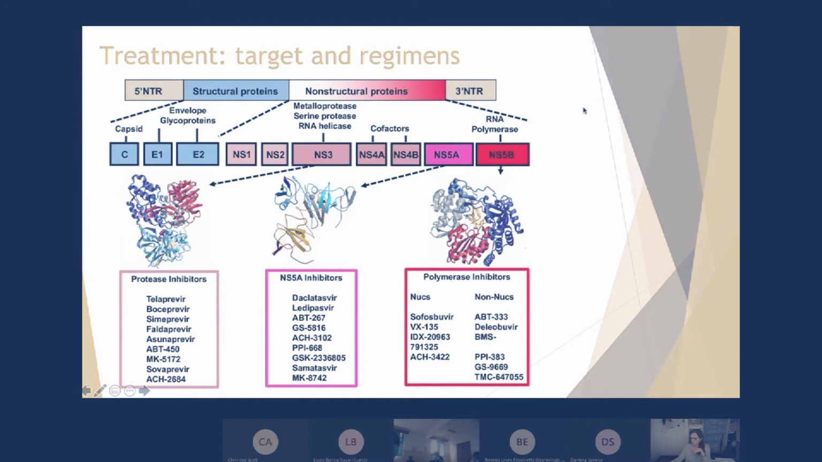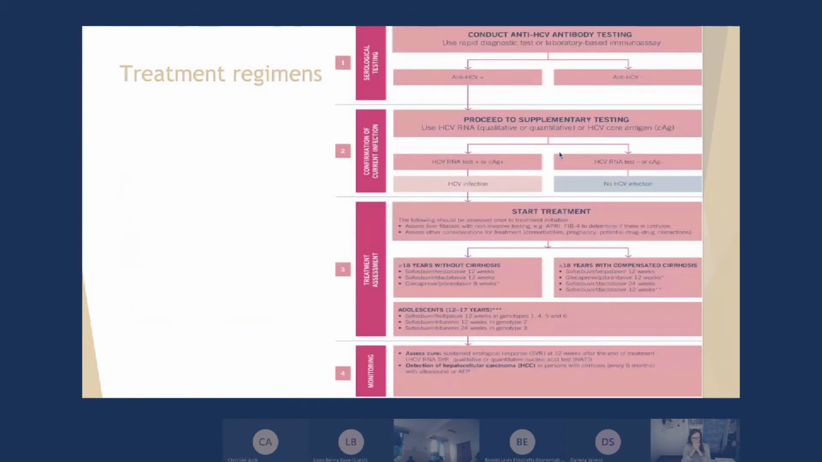This is a rapid overview of the treatments that have been created as of today. Of course, not everything is available, not everything is used, and so I will not go deeper into this subject. And this is the protocol that WHO suggests for the treatment. Of course, we talked about serological testing, we talked about the supplementary testing.